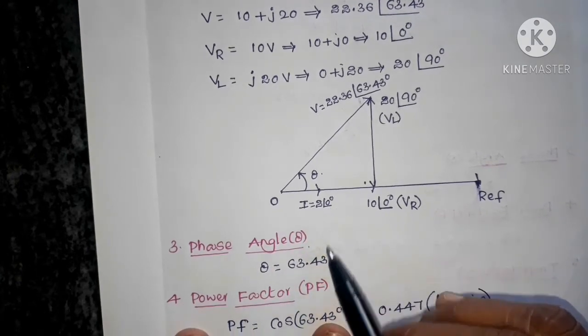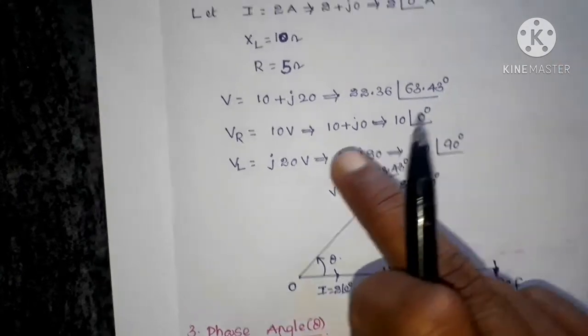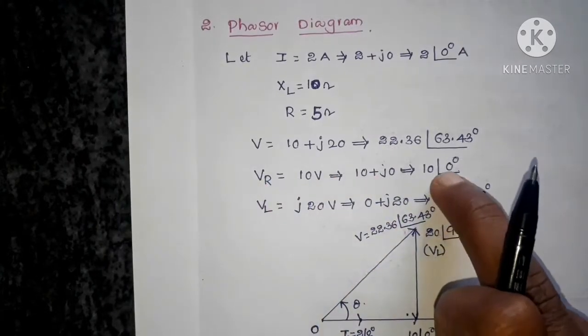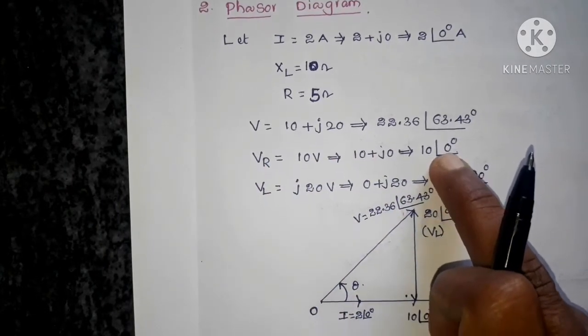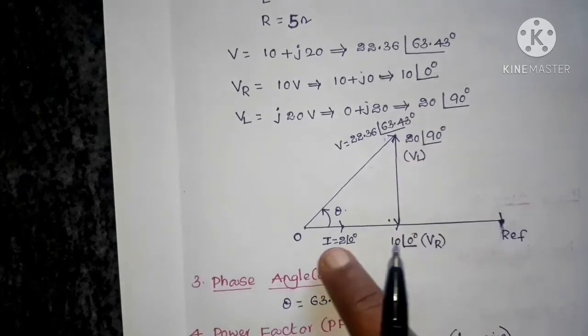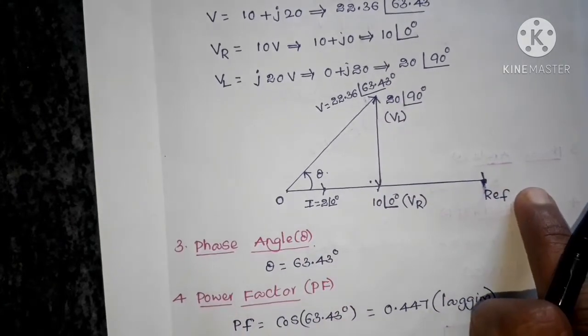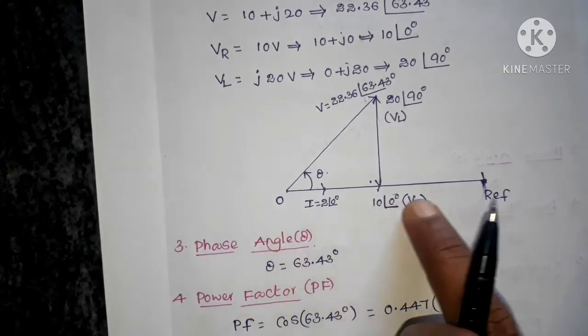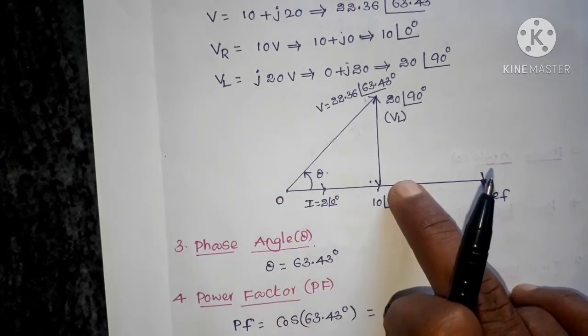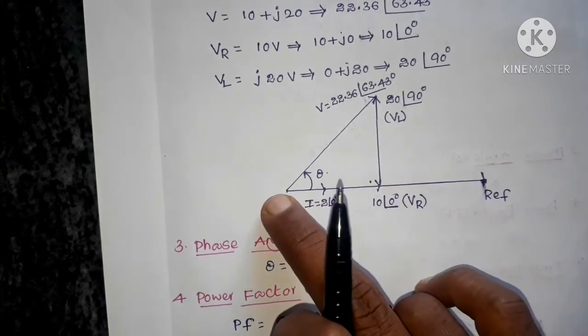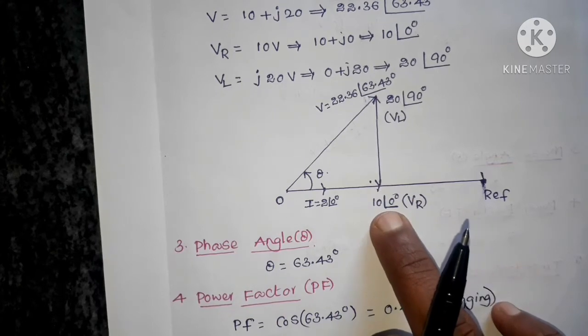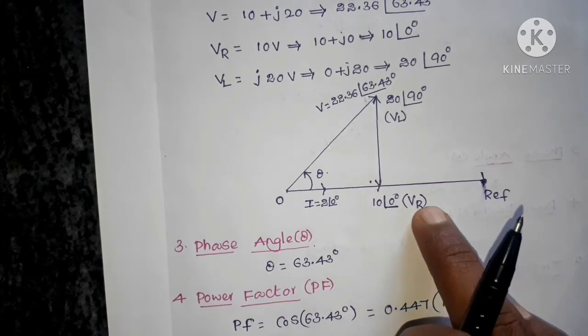If you see the voltage across the resistor, VR equals 10 at an angle of 0 degrees. So VR is also making an angle 0 with the reference, meaning VR is in the direction of the current, but its length is 10. From the origin up to here it is 10, that is 10 at an angle of 0 degrees.